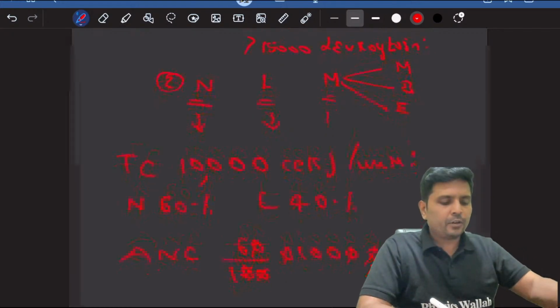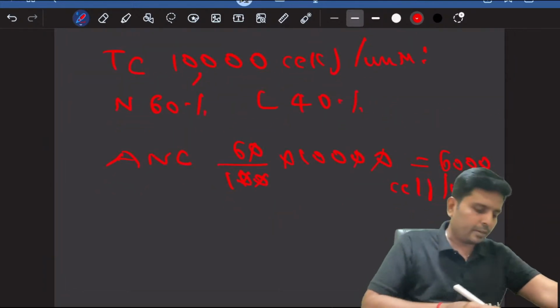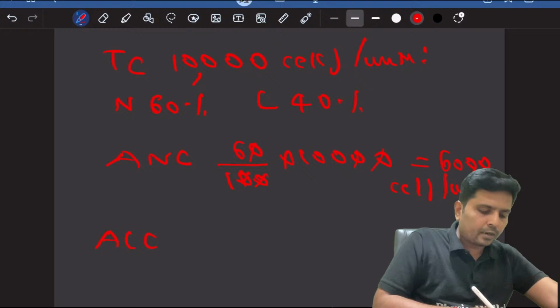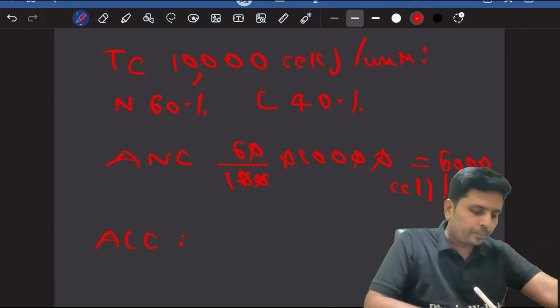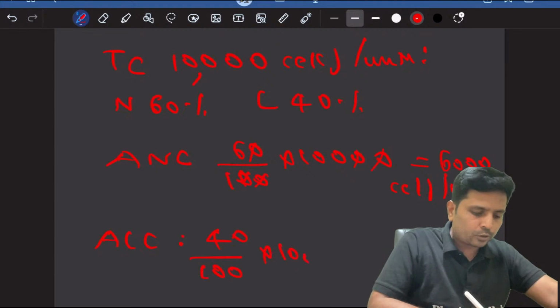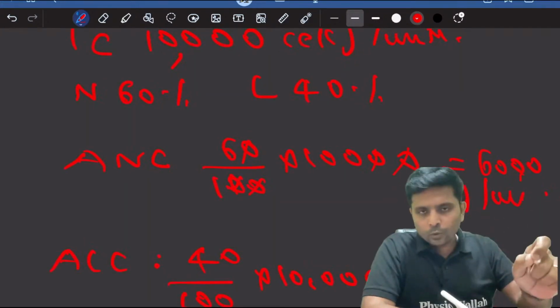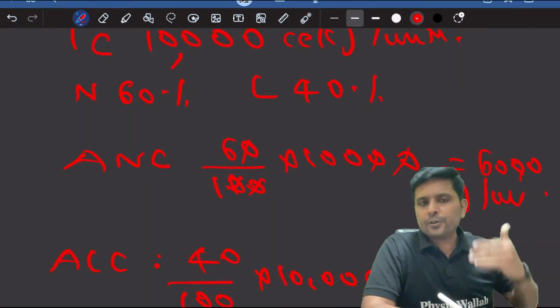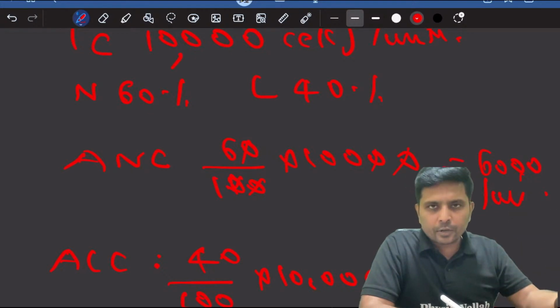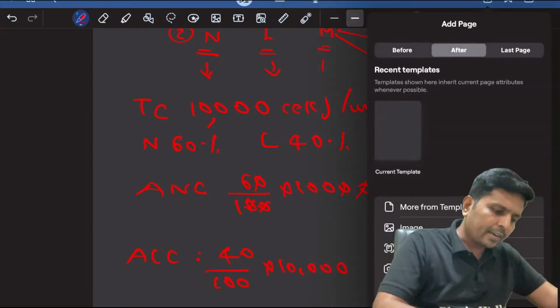So the absolute neutrophil count in this case is 6,000 per cubic millimeter. What is the absolute lymphocyte count? 40 divided by 100 into 10,000. It roughly comes to 4,000 cells per cubic millimeter. So this is how you arrive at an absolute neutrophil count and an absolute lymphocyte count. Right.